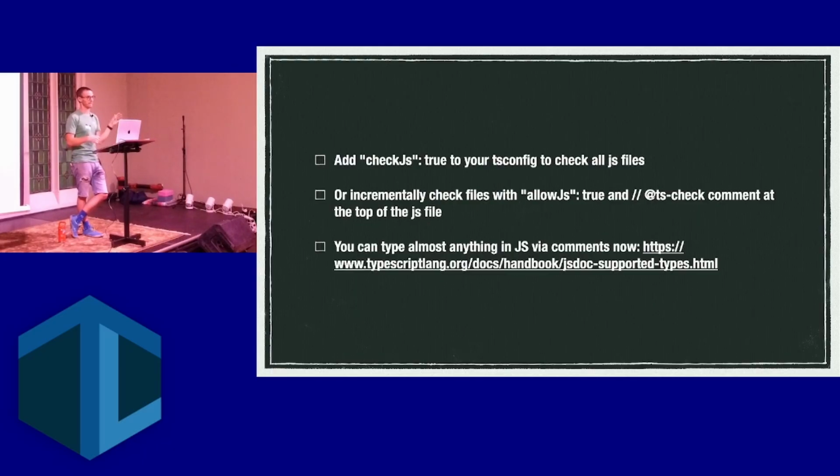Or, like I said, if you want to incrementally attack this, you can just add allowJs true and then add a // @ts-check comment at the top of your JS file. That will opt that file in, and TypeScript will do its best to go through that JS file and find type errors for you. I won't go into it here, but if you go to the TypeScript docs, JSDoc comments, if you're familiar with them, that's how the types work. You can do almost anything. It's just a little bit more verbose and cumbersome, I think.